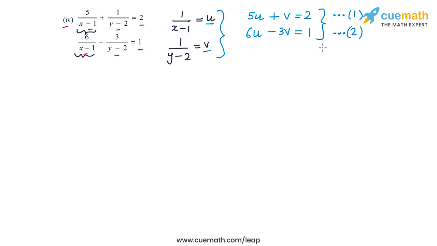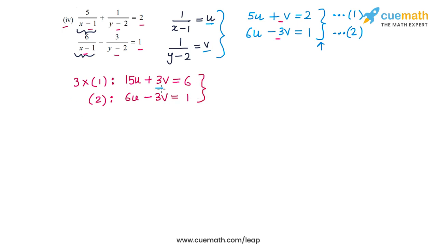So let's do that. Let's solve this pair. We'll use elimination to solve this. If you look at the coefficients of v, the coefficient of v in the first equation is 1 and in the second equation is minus 3. So let's multiply the first equation by 3. So 3 into the first equation will give us 15u plus 3v equal to 6, and the second equation is 6u minus 3v is equal to 1. And now all we need to do is to add these two equations, because that will eliminate the v terms.